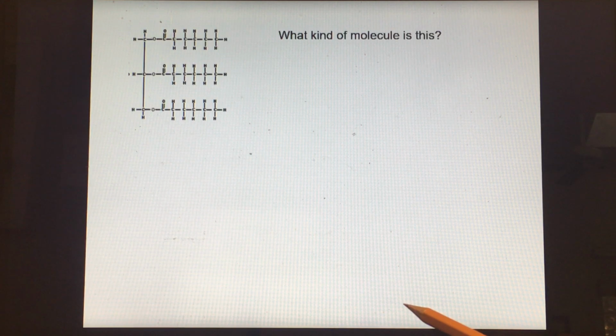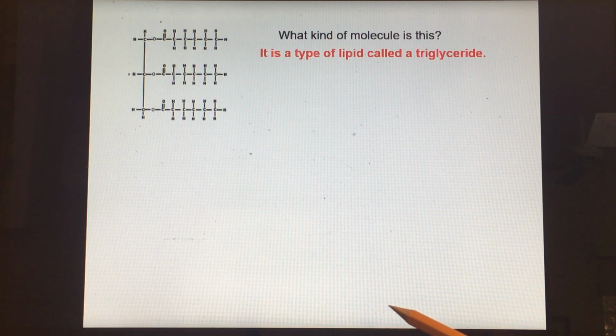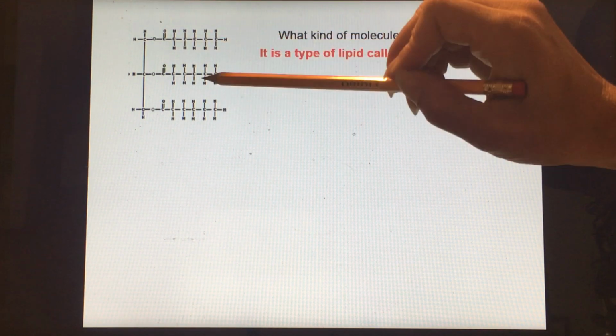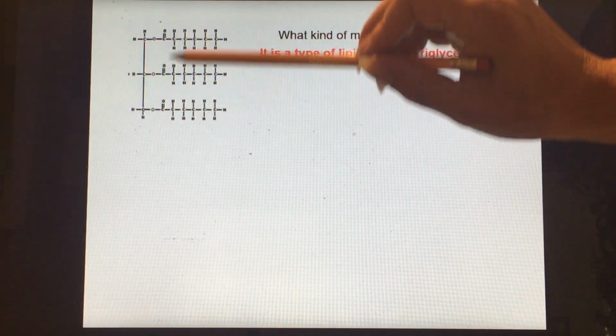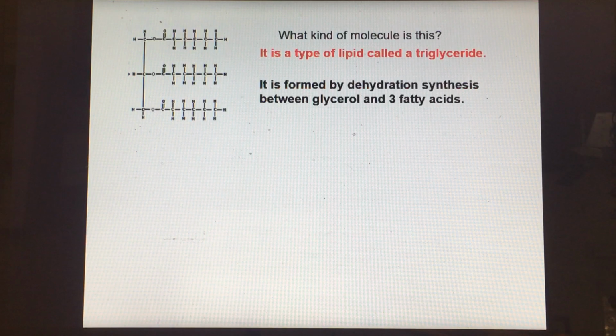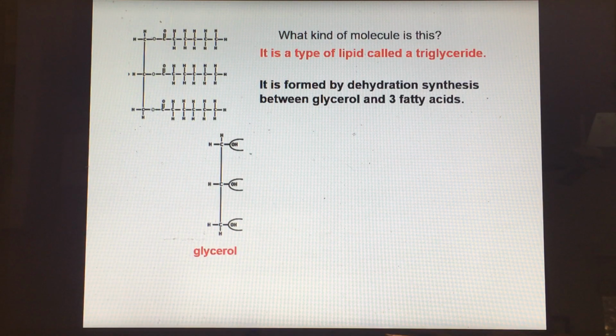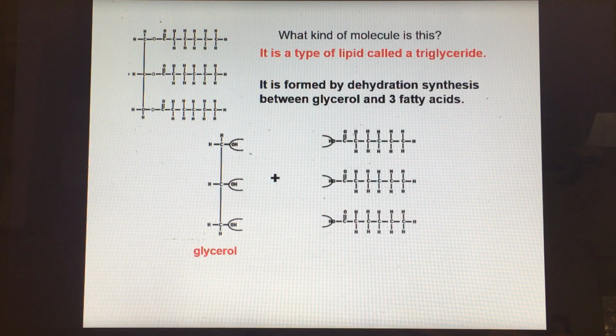What kind of molecule is that? That would be a lipid, also called a triglyceride, because tri is for the 3 fatty acids and glyceride for glycerol. It is also formed by dehydration synthesis between glycerol and 3 fatty acids. So here's our glycerol. Here's our 3 fatty acids.